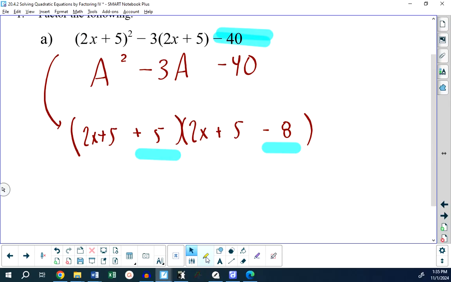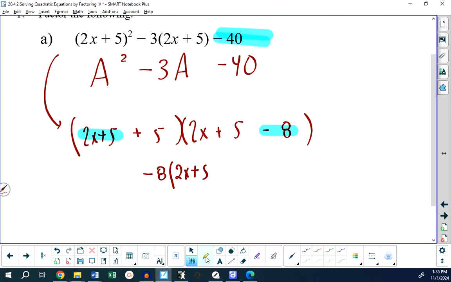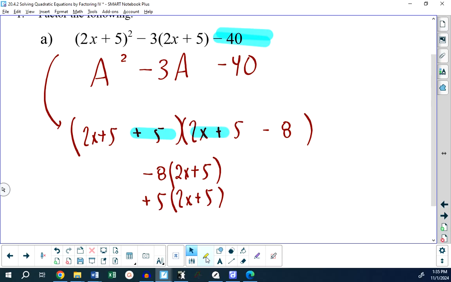What happens when I multiply my outer? Well, I get negative 8 of the 2x plus 5s. What happens when I multiply my inner? I get positive 5 of the 2x plus 5s. So now what's happening is these two, all of this outer and inner, gives us this middle term, right? So it's no different than having p or t or even x. It's just that the thing that it's quadratic in is a little more complicated.